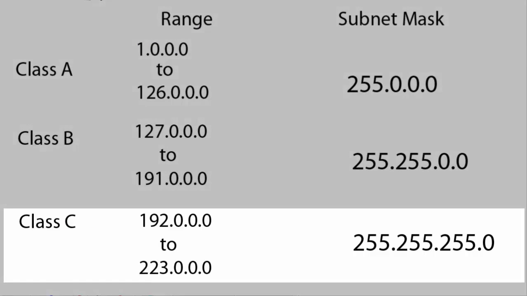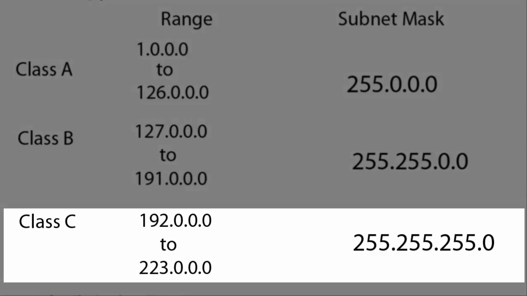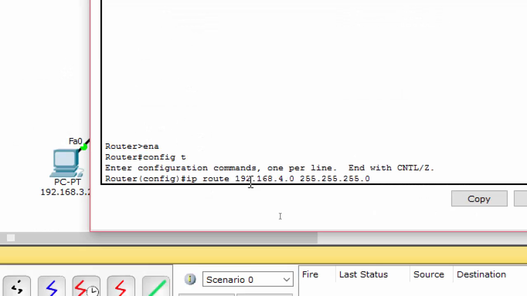I am using a class C IP address. If you're using the same as mine, as you can see, there are different ranges, so basically look at where your IP address belongs to, but I recommend you to use a 192 IP address. Enough for that, and back to the CLI.